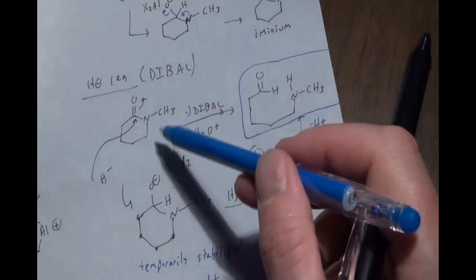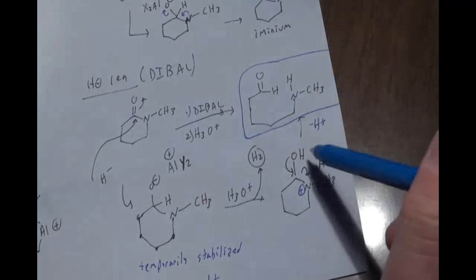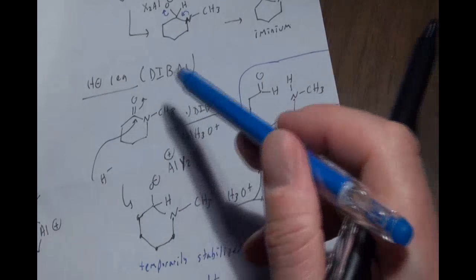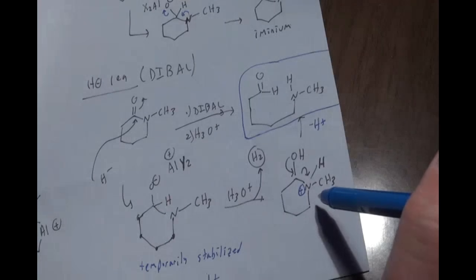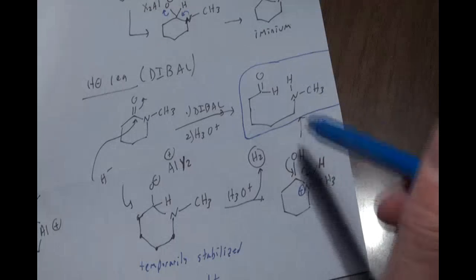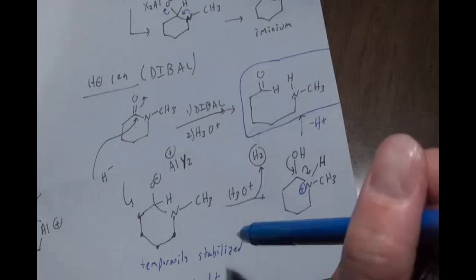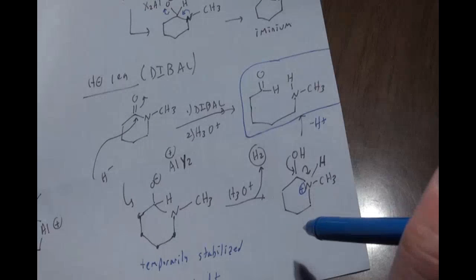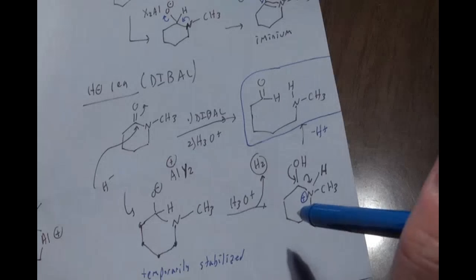Kind of the same way that when DIBAL reacted with esters, it did a partial reduction. Also, that's how it works when DIBAL reduces amides to do a partial reduction. In a bit, we'll show how it works to do the same thing with nitriles. Nitriles also get reduced the same kind of way through a partial reduction. Okay. All right. Cool.